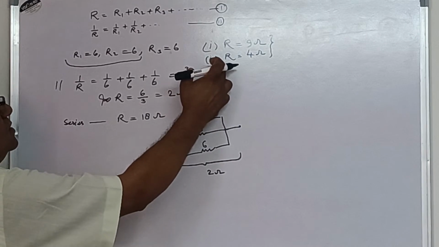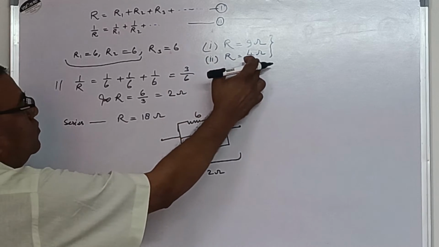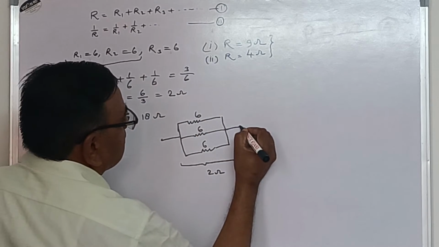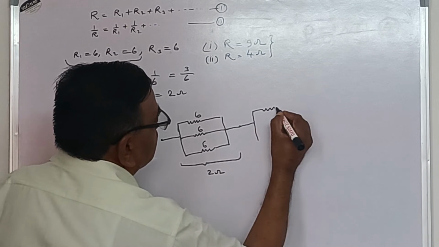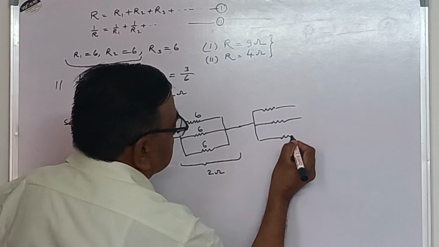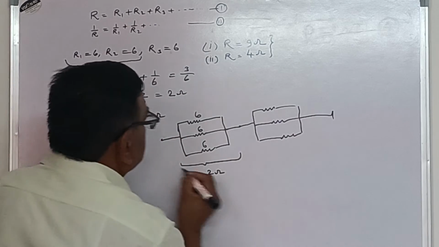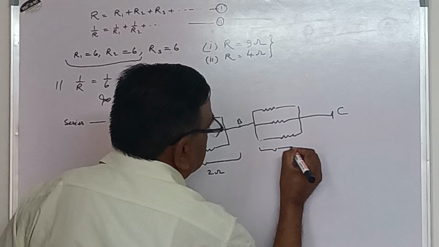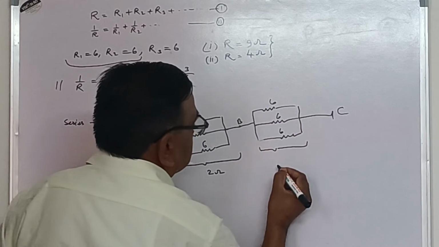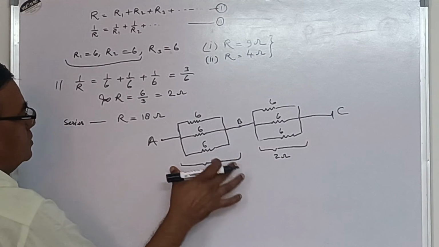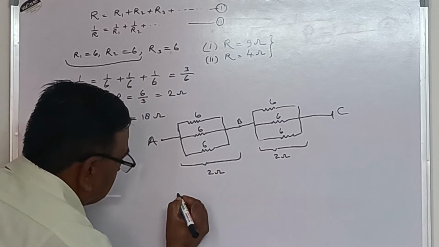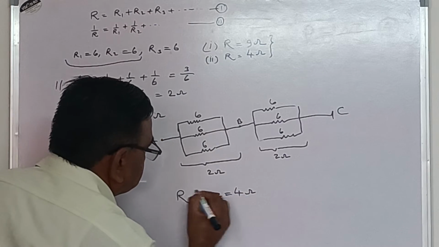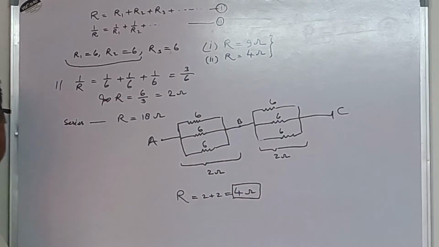Now you have to get 4 ohms. Here, the second question is how you get R is equal to 4 ohms. So now 2 ohms is here. Another figure you have to connect here in the same way. This is 6 ohm, this is 6 ohm, this is 6 ohm. Now, between A and C, this total value is 6, 6, 6. Total is 2 ohms. Now, these 2 ohms and these 2 ohms are in series. So R is equal to 2 plus 2 is equal to 4 ohms. This is your second answer.